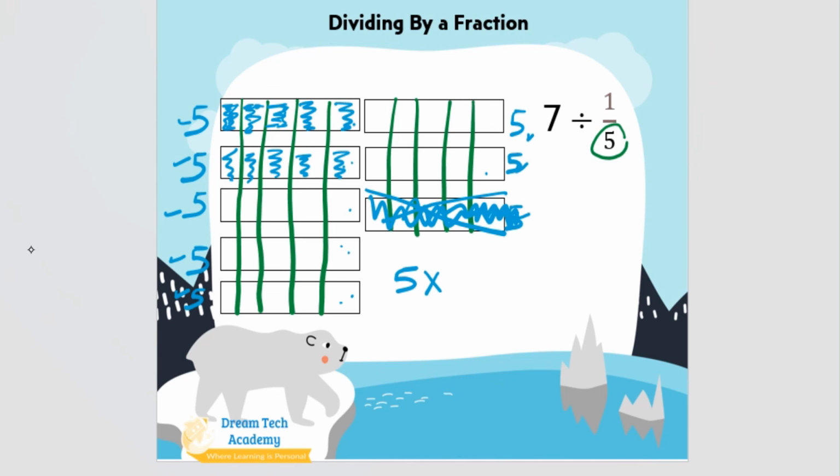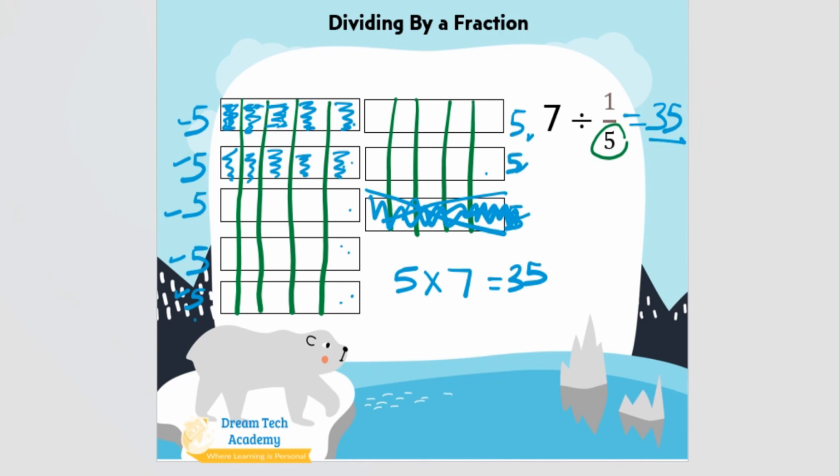Very good. So I see 5 1/5s 7 times. Or I can go ahead and add 5 plus 5 plus 5 plus 5 plus 5 plus 5 plus 5, and I'll still get the same answer. So 5 times 7 equals 35. So using the model, I am able to figure out that I can pull 1/5 out of 7 35 times.